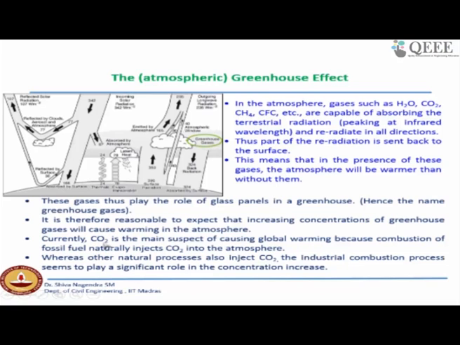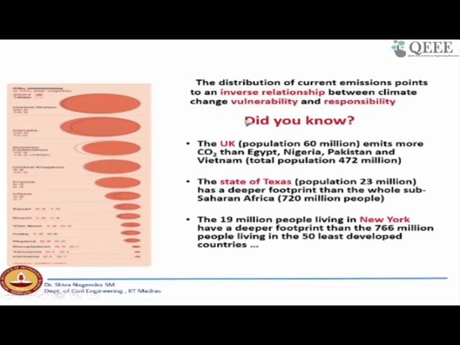The important greenhouse gas among them is CO2. The main suspect for the increase in temperature is the increase in CO2 emissions due to various anthropogenic activities, in particular fossil fuel combustion. Some of the facts you must be aware of: which country or state contributes more CO2 emissions? All of us are aware that developed countries generally contribute more CO2 emissions when compared to developing countries.